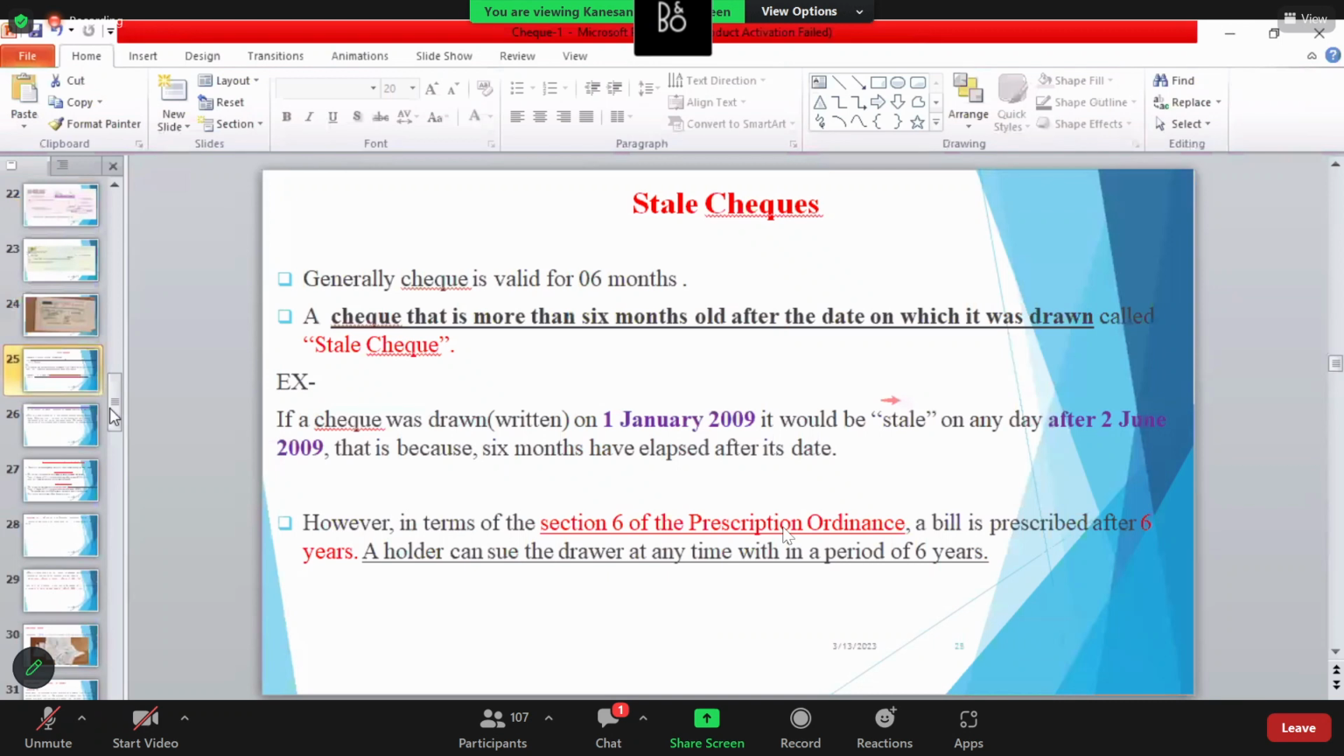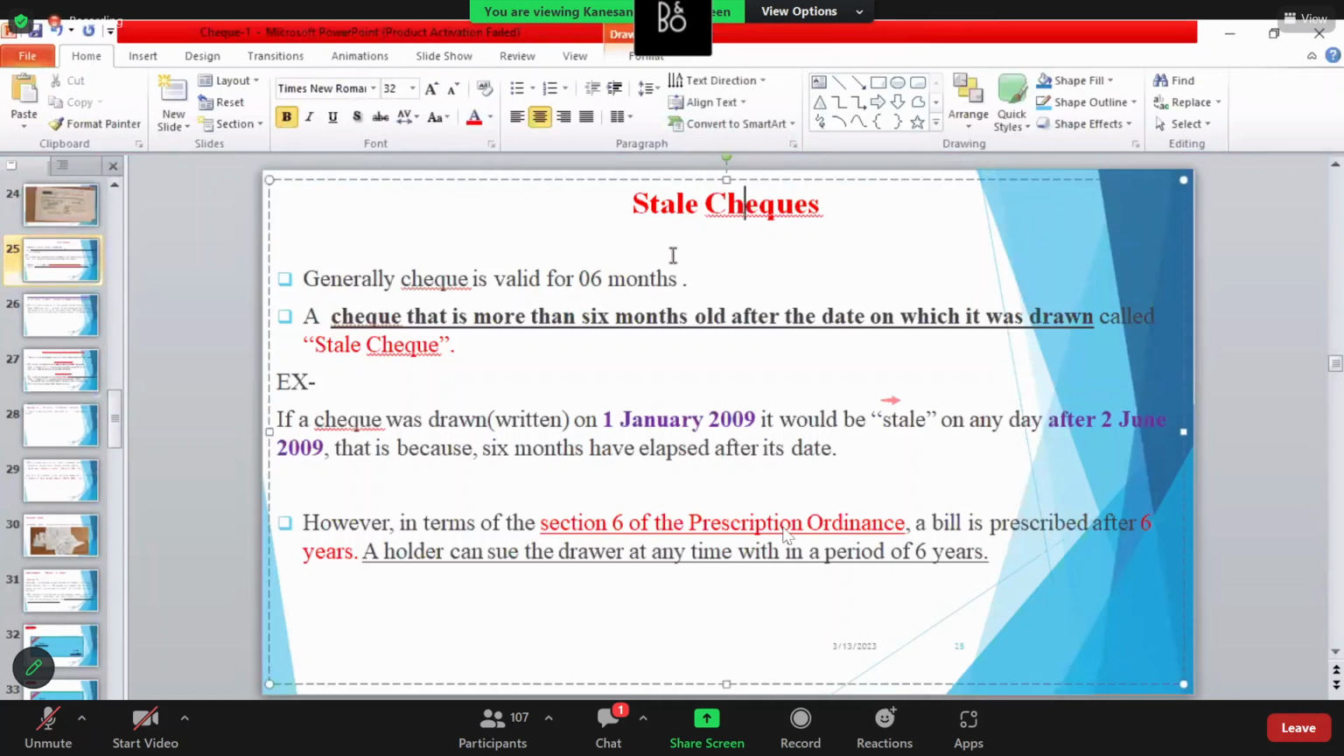Okay, then we have to move on to the stale check. What is a stale check? Generally, if you are getting a check, it is only valid for a six-month period of time. It's only valid for a six-month period, right? See that generally a check is valid for six months. For six months only, the check is valid.